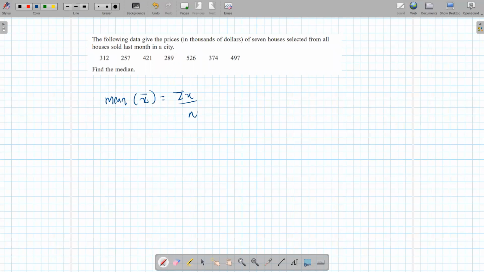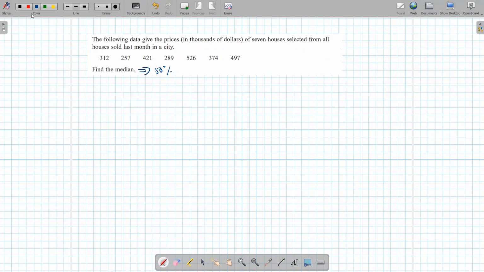What does summation X mean for us? What do we add up? The numbers. Yep, you add up all the 7 numbers they've given us: 312 plus 257 plus 421 plus 289 plus 526 plus 374 plus 497. What's your N value? 7. So divide this by 7. That gives us our mean, which is the average. Now, median is a little bit trickier. Median represents where the data is cut exactly in half.